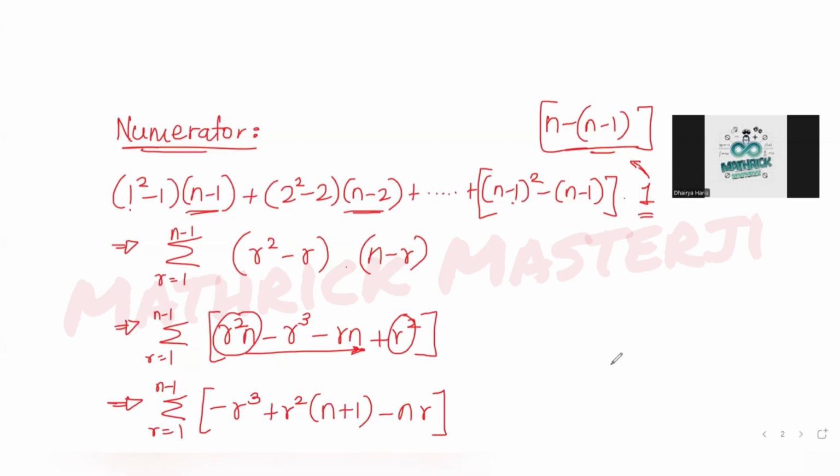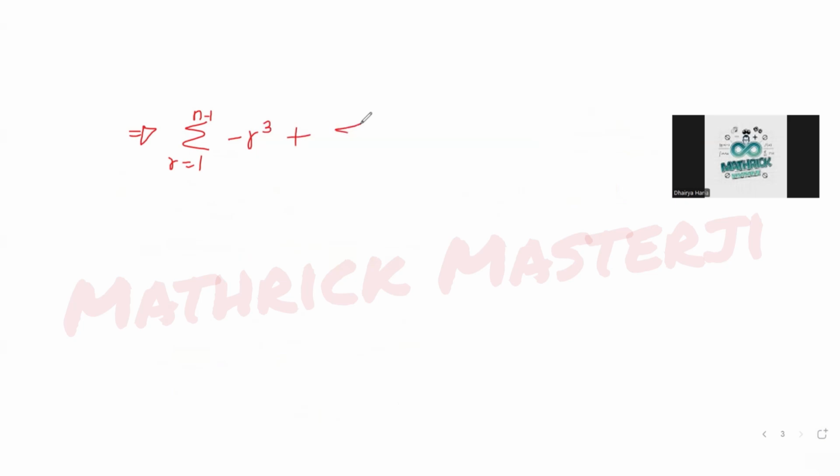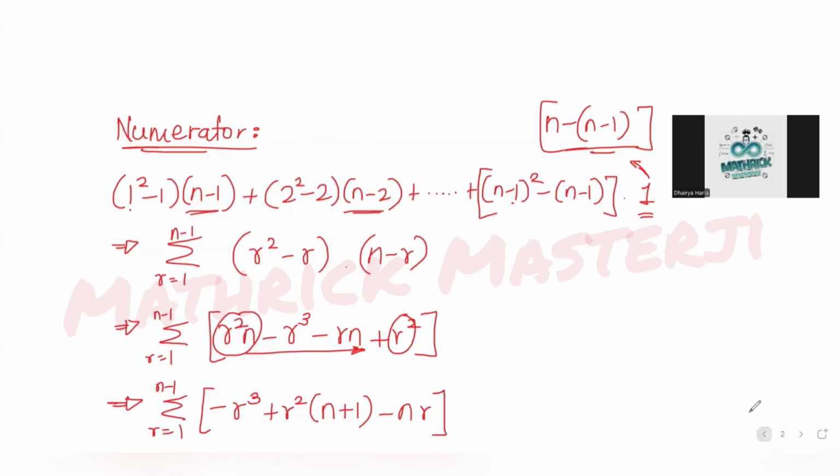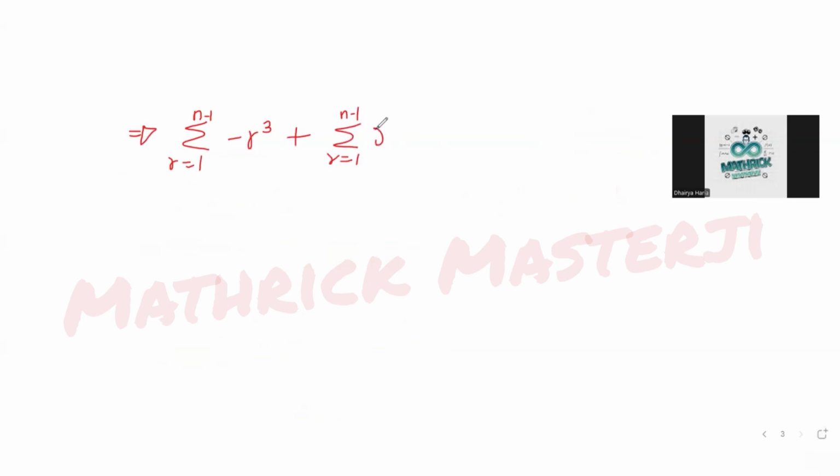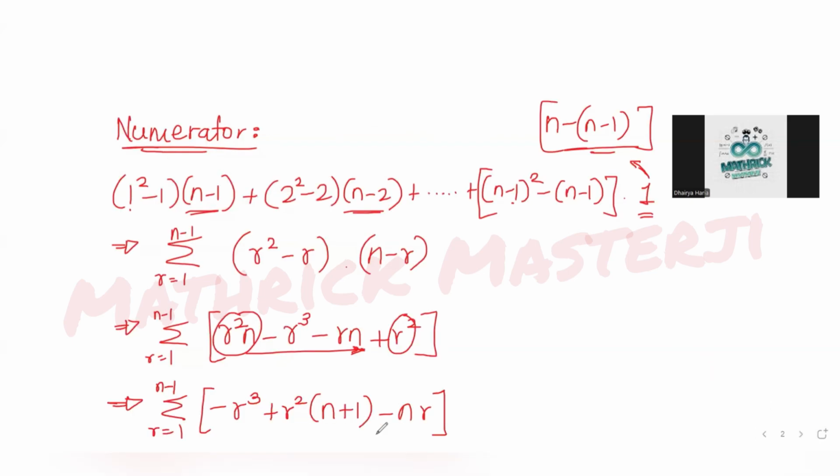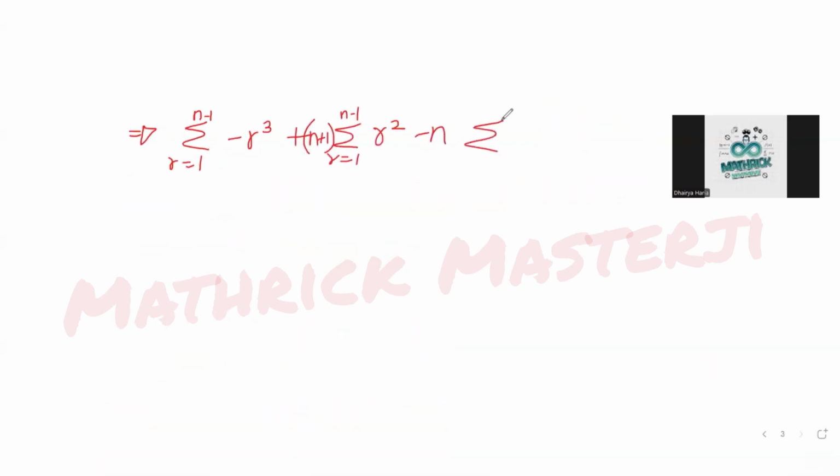If I try to evaluate each of them separately, I can write them as summation r equals 1 to n minus 1 of minus r cube, plus summation r equals 1 to n minus 1 of r squares, where n plus 1 being a constant, I'll take it out, so n plus 1. And the last term is minus nr, so minus n and summation of r equals 1 to n minus 1 of r. So we have all of the summations that we need to figure out here. Let's try to evaluate them. We know that the summation of the first n terms is n into n plus 1 over 2.